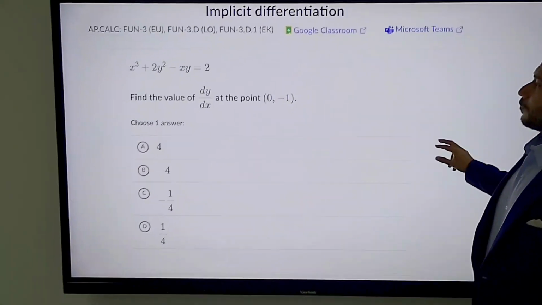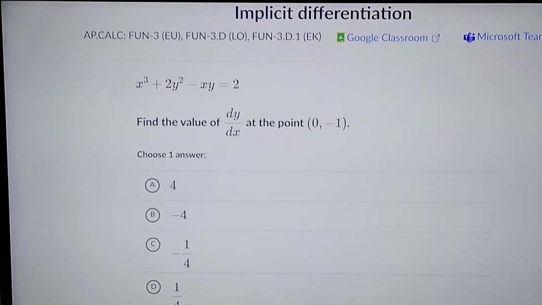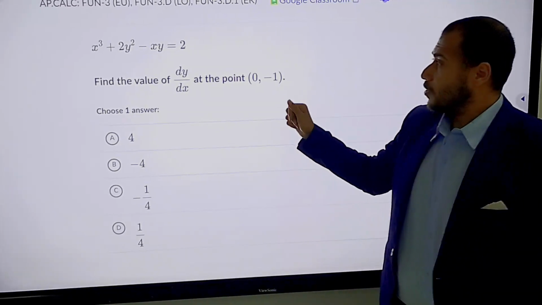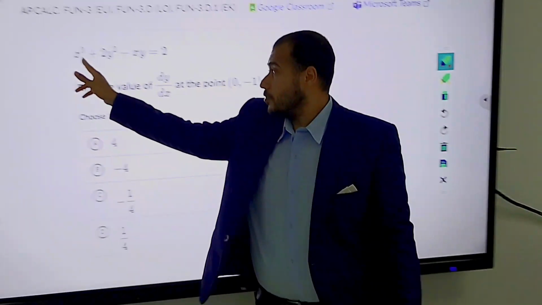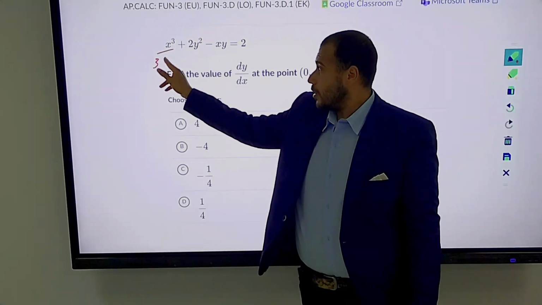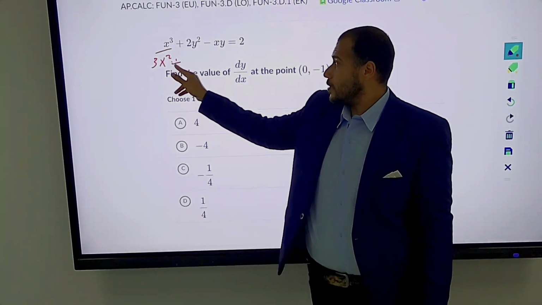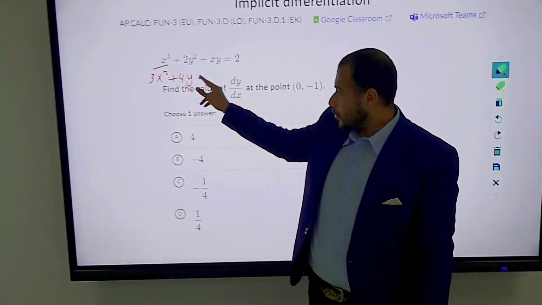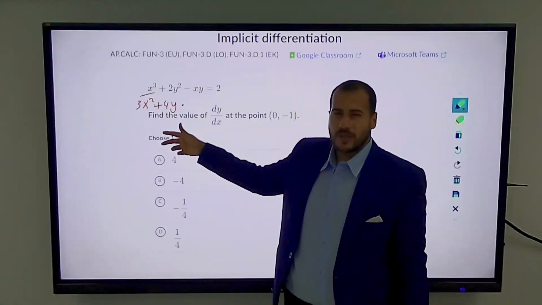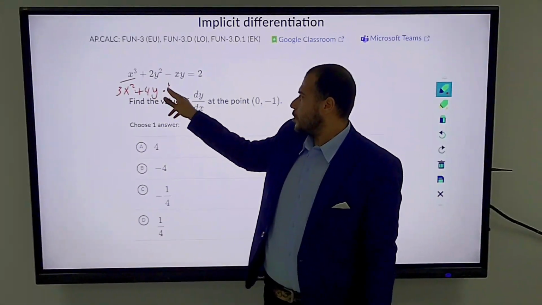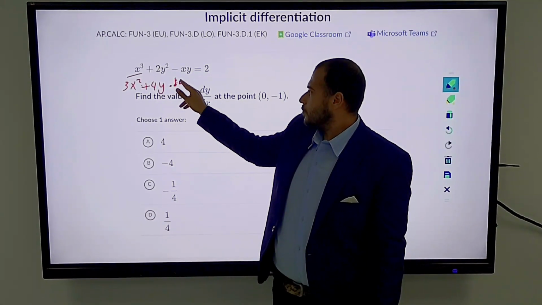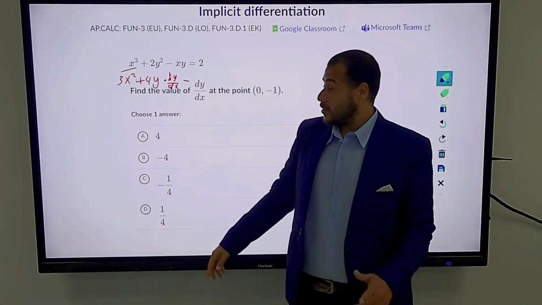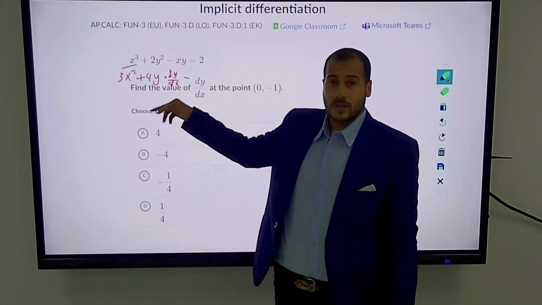Okay, next one. We need to do the same, but after we finish it, we will plug in 0 for x and negative 1 for y. Let's do it. The derivative of x cubed will be 3x squared, and then the derivative of 2y squared will be 4y multiplied by dy/dx, which you can write as y prime, but let's keep dy/dx. And then you will use the product rule for x times y.